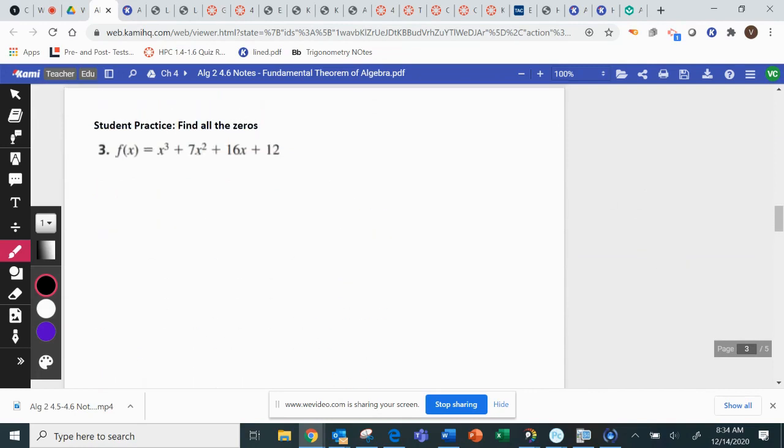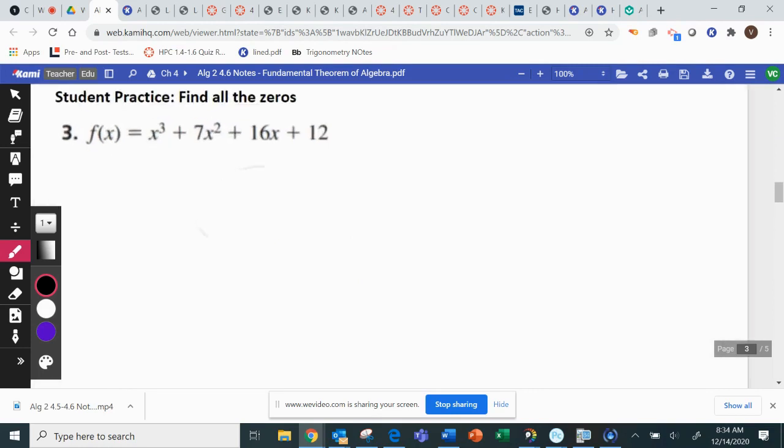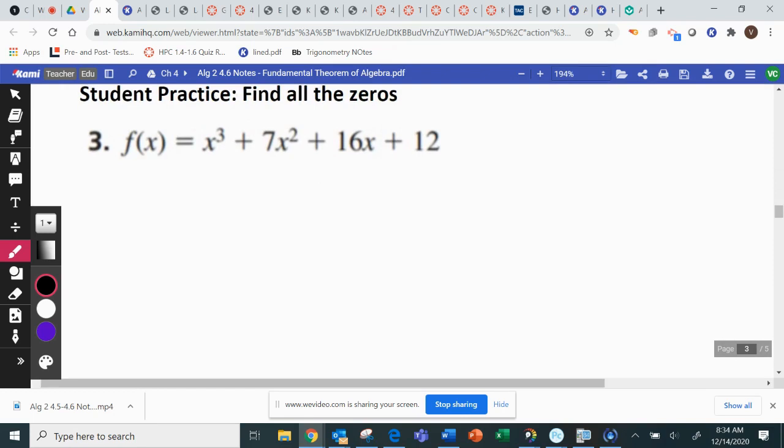With 4.6, I want to review what we were doing last week, which you need your graphing calculator for. Review what we did last week. You can get out your graphing calculator.